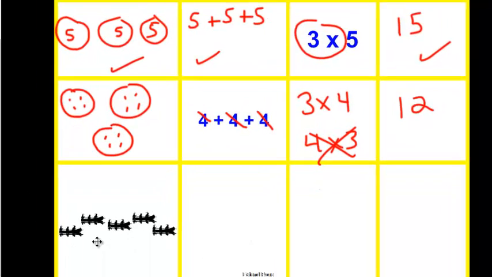This last question, we have canoes. So what do we have here for canoes? We have people, we have 3 people here, 3 in each one.